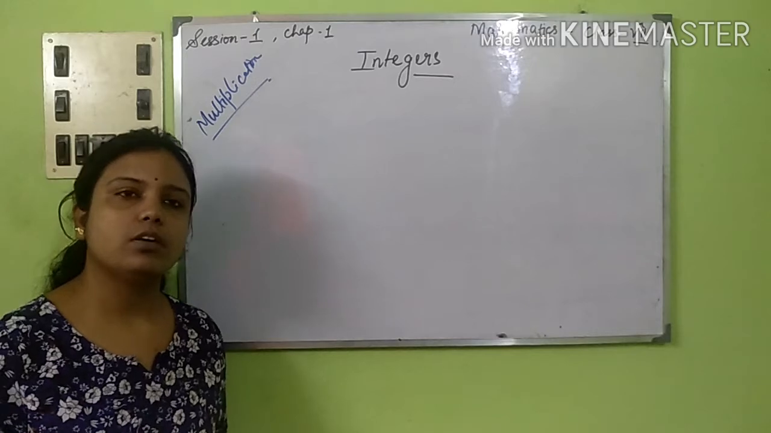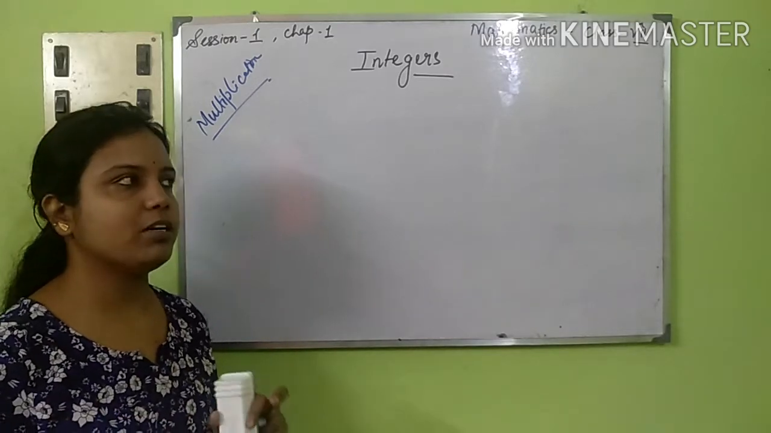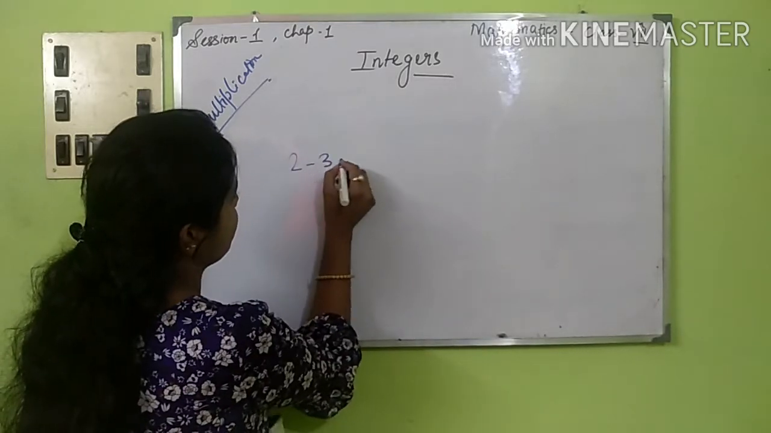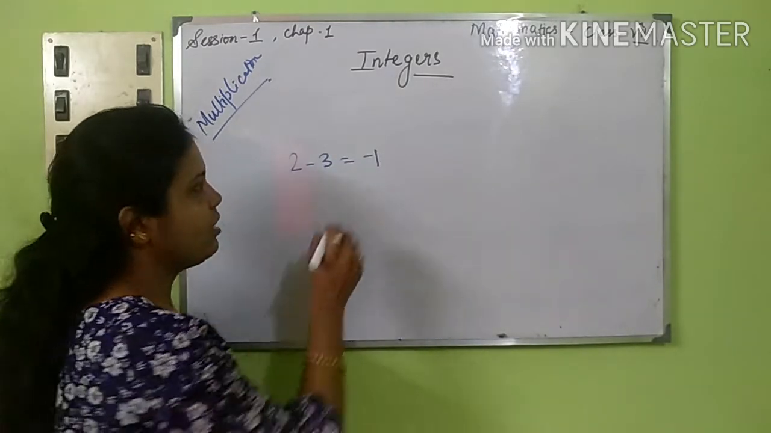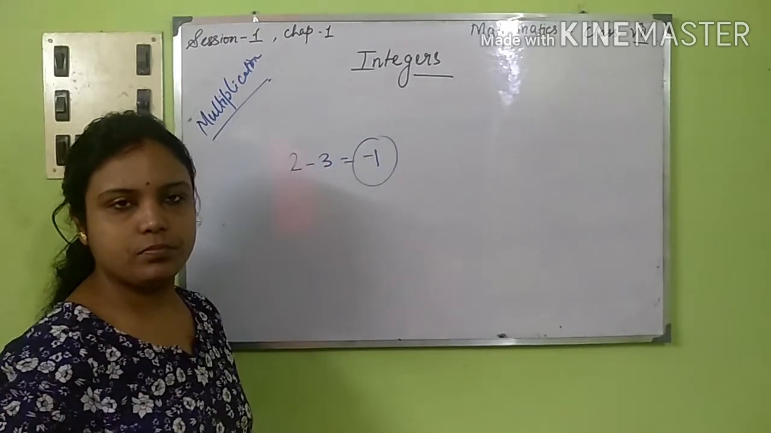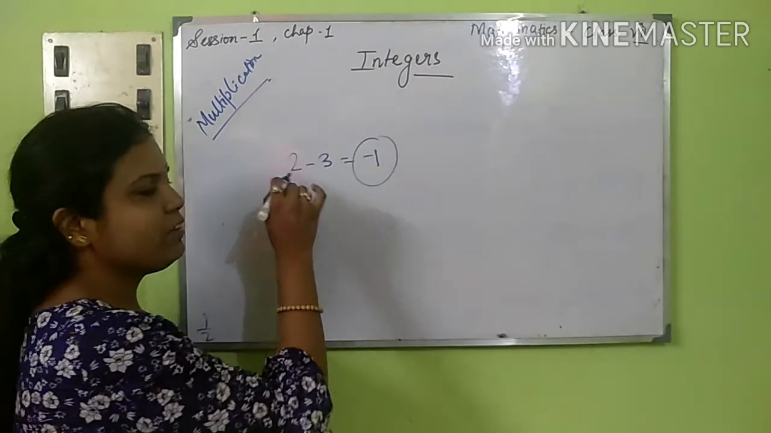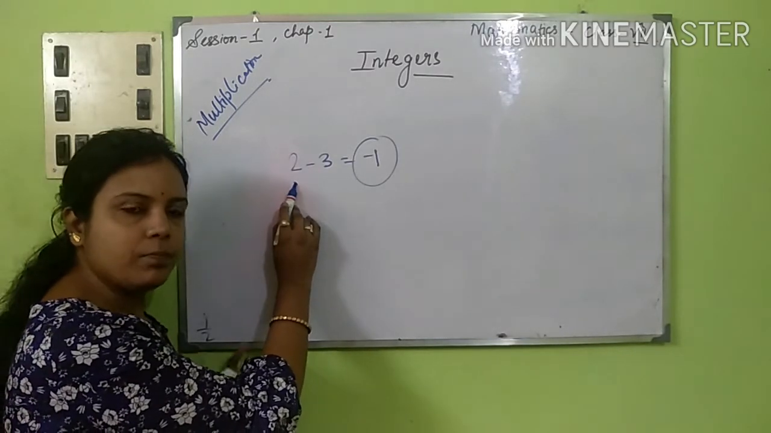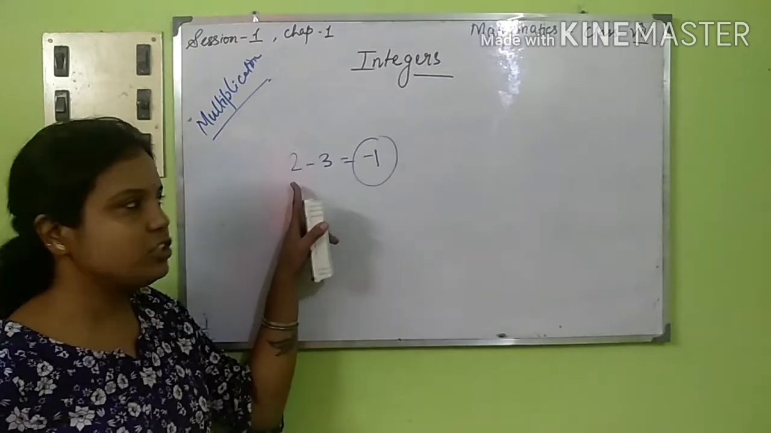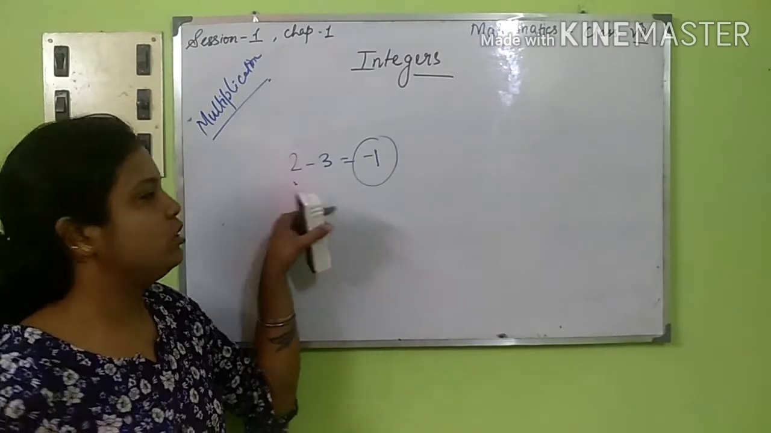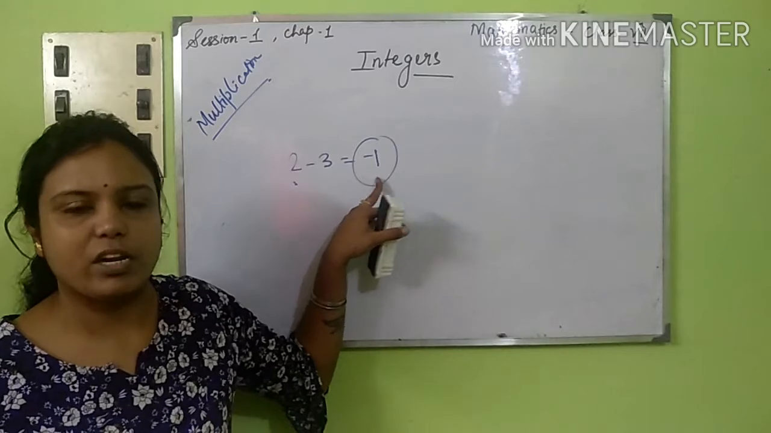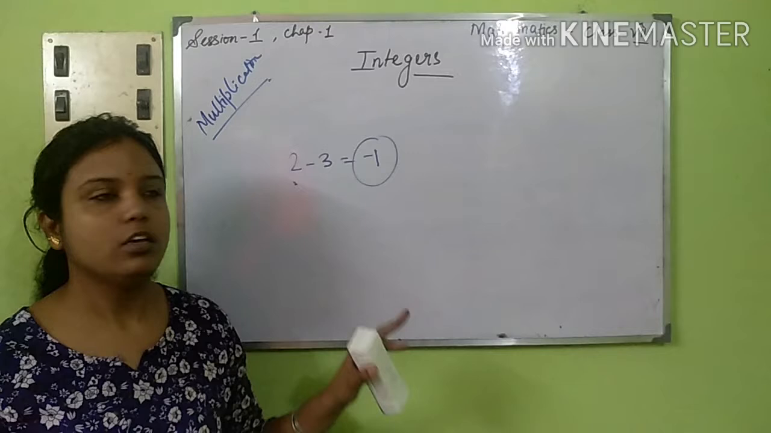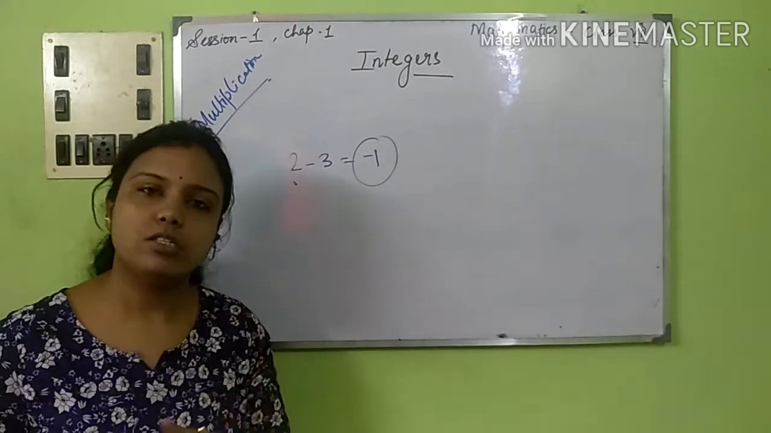Next, coming to subtraction. For subtraction, you can only say the closure property holds, because suppose 2 minus 3, you are having minus 1. Okay. Now here minus 1 is also an integer. This is the closure property. Here 2 is an integer, 3 is also an integer. Both are subtracted, you are getting minus 1. Minus 1 is also a negative integer. It is also within the integers. So that is why the closure property holds for subtraction.